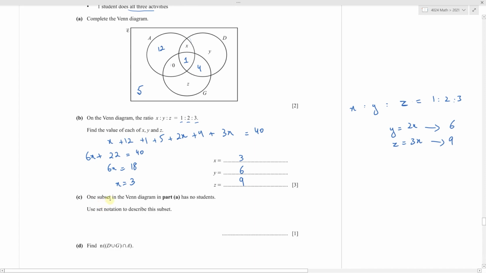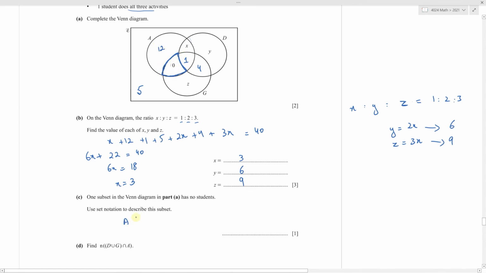Part C is one subset in the diagram. Part A has no students. Use set notation to describe this set. So there are 0 students in this area here. And you have to describe this using your set notation. So how would you describe this area? This area involves A and G, their intersection.